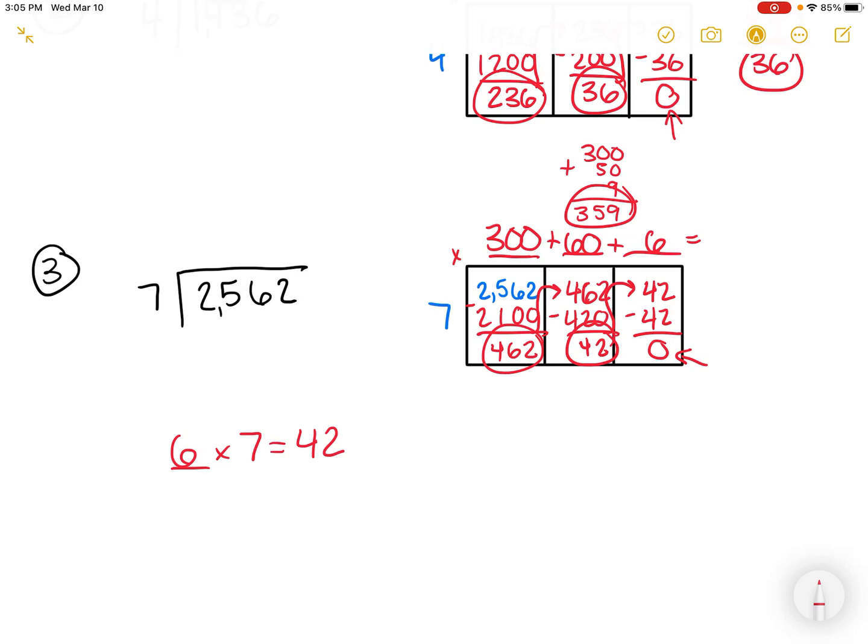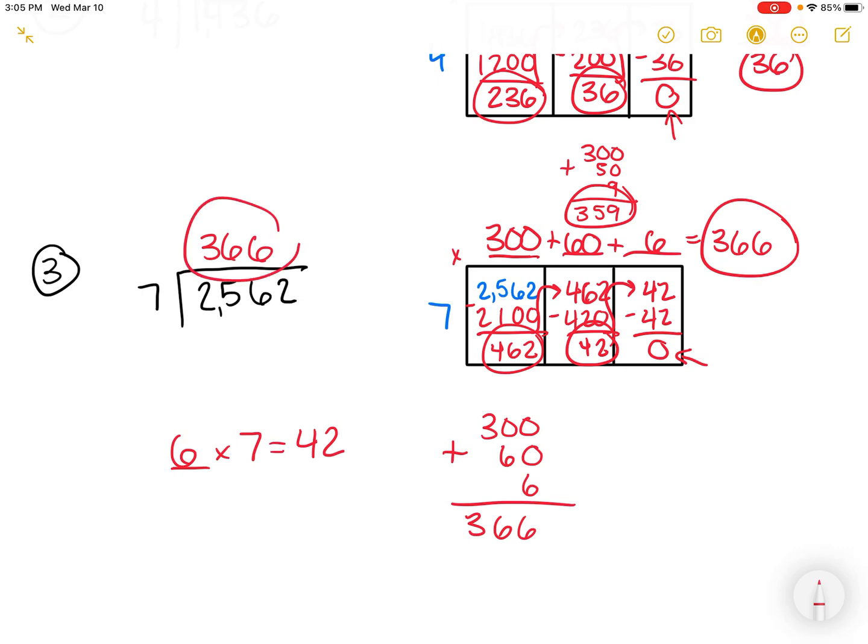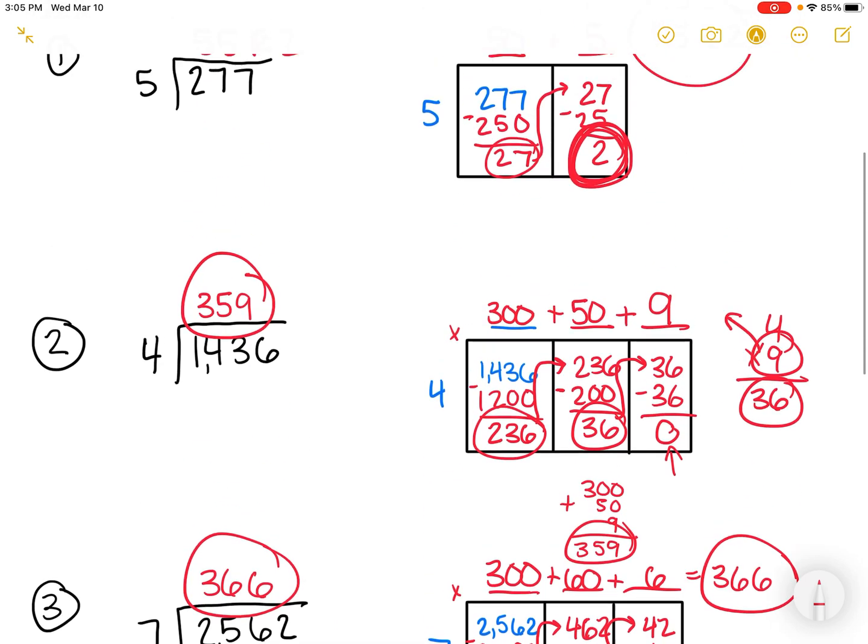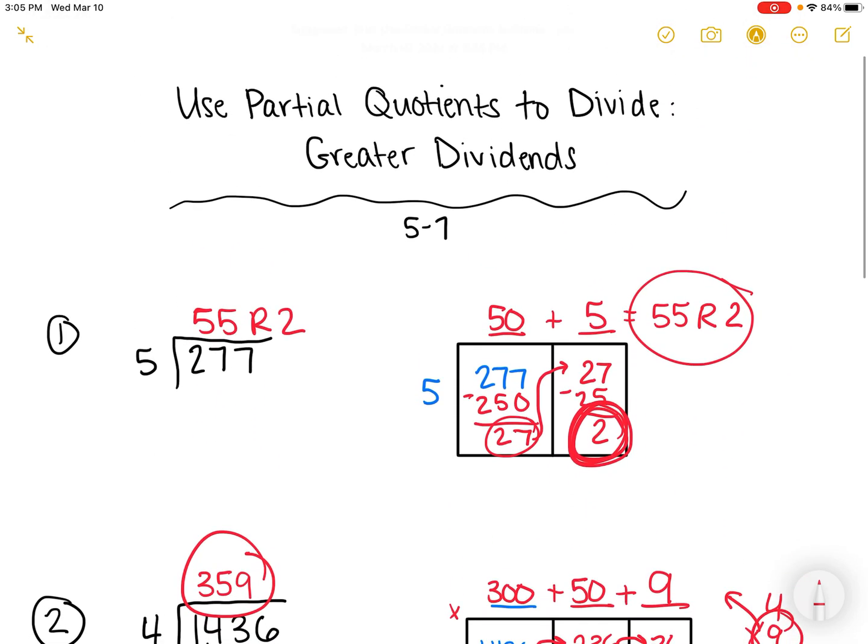And now I need to add all these up to get my answer. So we have 300 plus 60 plus 6, which gives me 366 as my answer. So 2,562 divided by 7 is 366. This is how you use partial quotients to divide greater dividends.